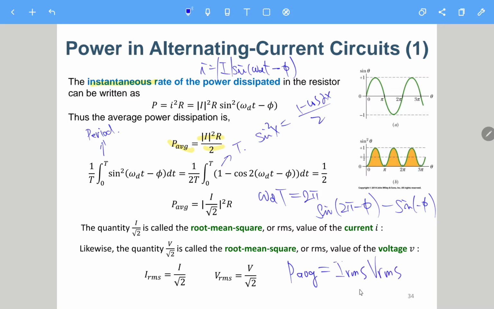This is what we are familiar with, because when we consider the power, we can also write it as i of t times v of t. But when we consider the P average, we have an additional 2 here, where we just use the amplitude. Here we consider the root mean square value, which is the amplitude divided by the square root of 2, and this is also the amplitude divided by the square root of 2, and then it makes it like this without the factor of 2.